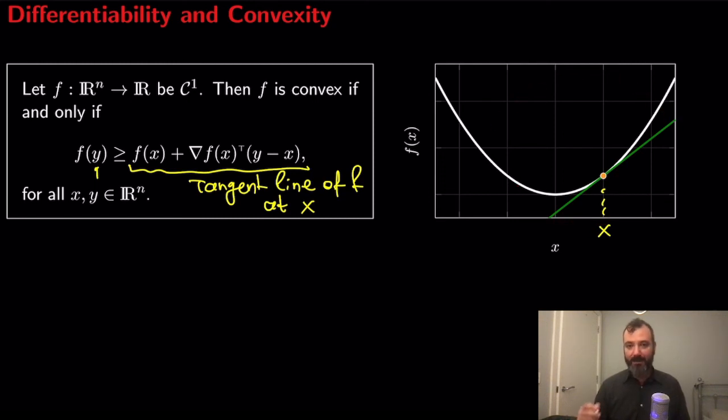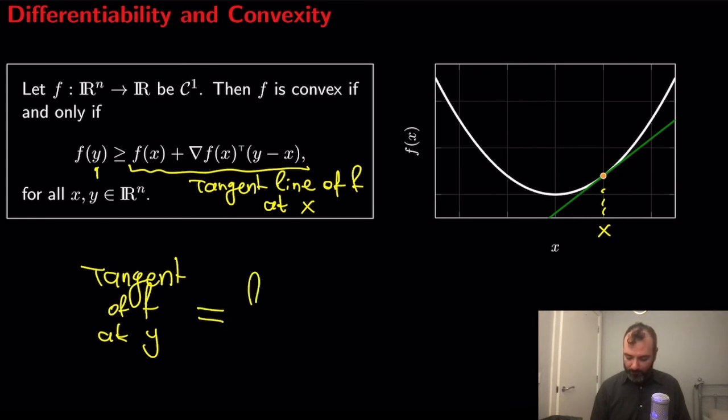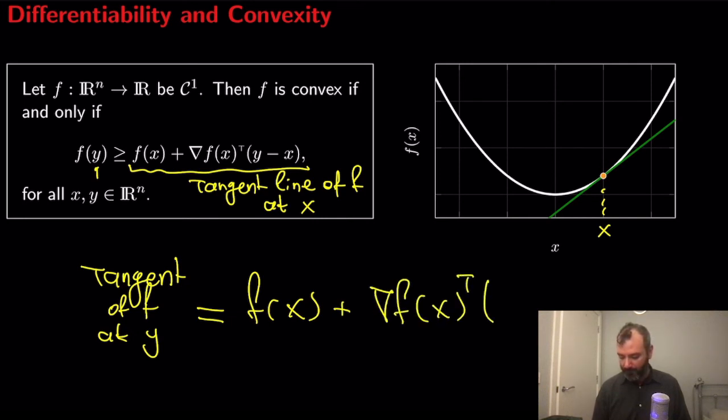Now, to define the tangent line, I need the gradient of f. So the tangent of f at a point y is equal to f of x plus the gradient of f at x transpose times y minus x. This is the tangent of f at x, determined at a point y. So this is a point y here.